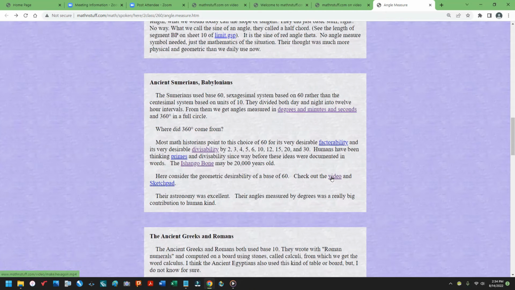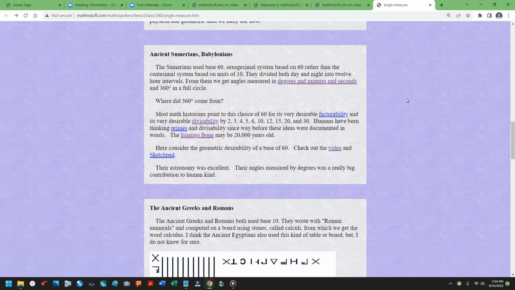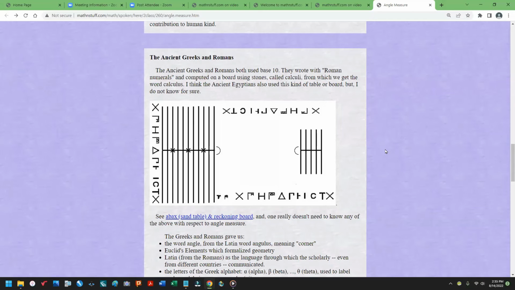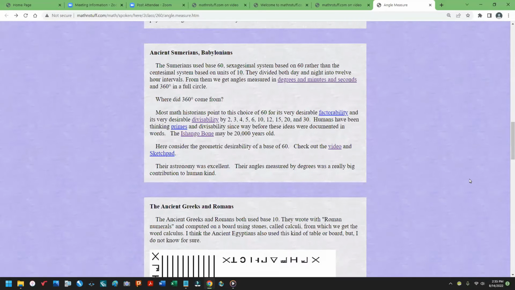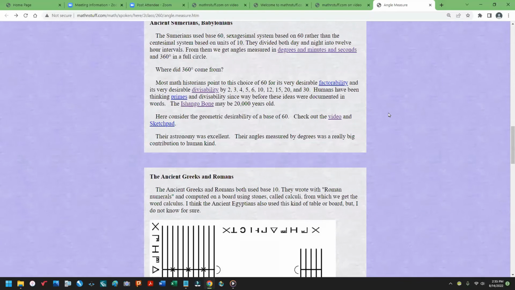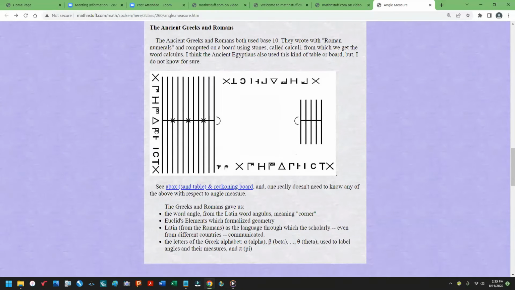There is a video on what we just went over. I'd like next to talk about the Greeks and the Romans. Again, all this was relative to angle measure. Greeks and Romans, here's a picture of a board. At least that's what I see because I deal with manipulatives.